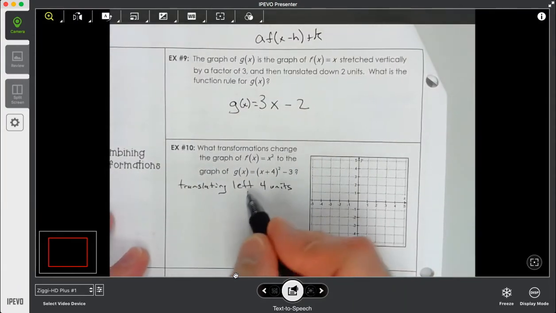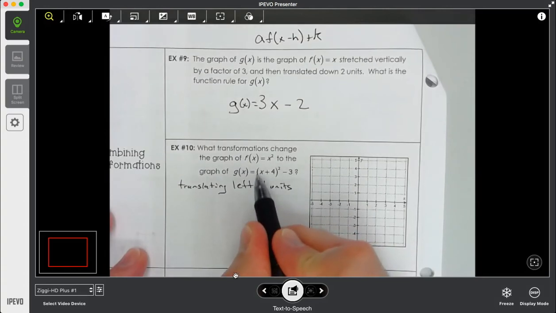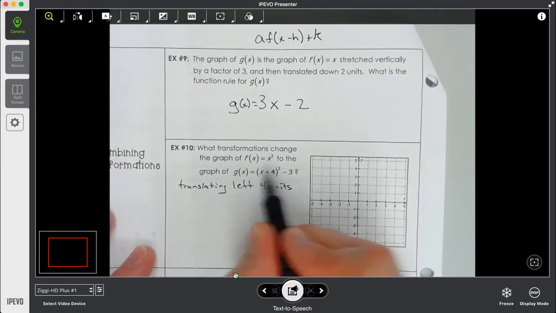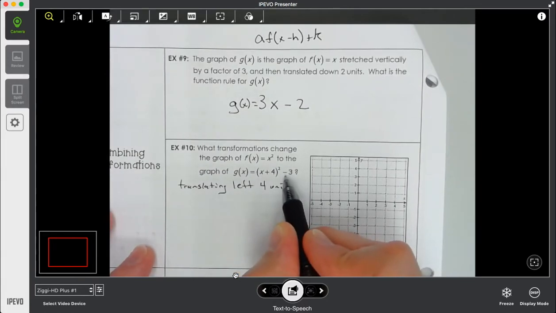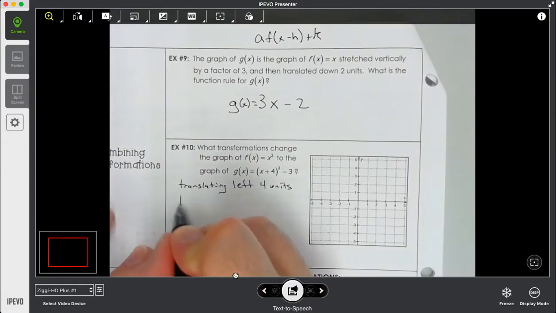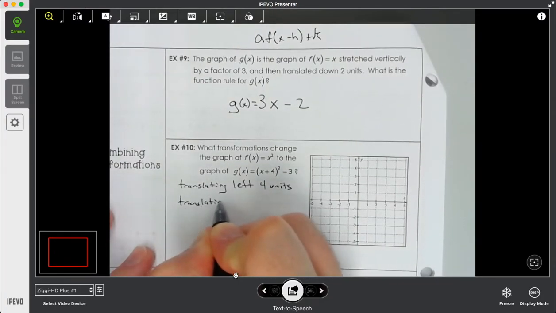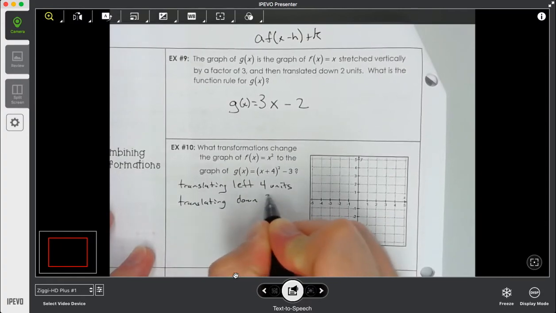Then the next thing I'm going to look for is, are we stretching or compressing? But there's no coefficient out in front of this, so I don't have any stretch or compression. Then I'm going to look at the end, and I have minus 3. So that means I'm translating down 3 units.